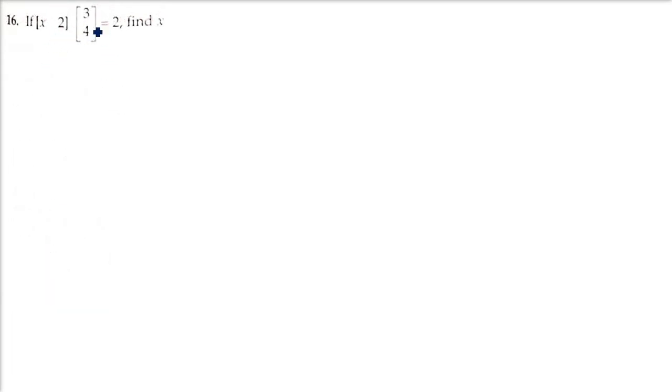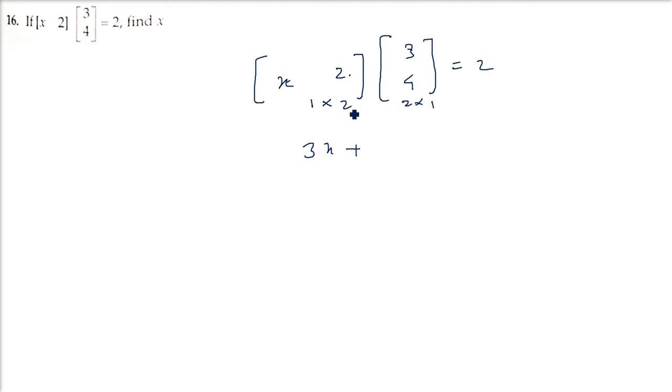X and 2 and 3 and 4 equals 2. So let us multiply this. This is 1 row, 2 column. This is 2 row, 1 column. So the result will be 1 by 1. That is only 1 row, 1 column will be there. One value. So this is equal to 3x plus 4.